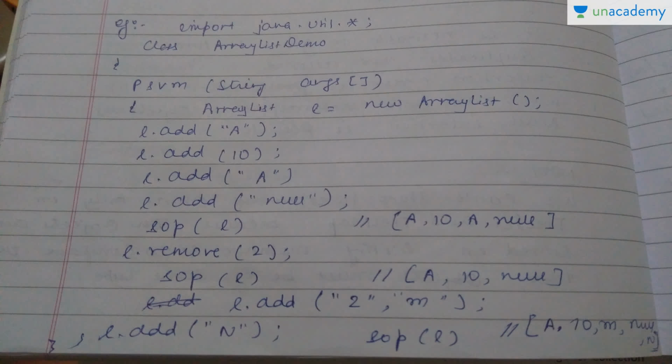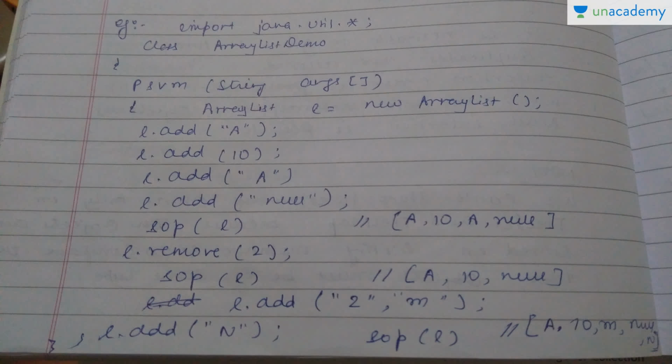Now we'll write l.add("A"). This will add A in our ArrayList. Then we'll write l.add(10), so it will add 10. Then l.add("A"); since duplicates are allowed, we are inserting A here. And the next one is l.add(null). Null is also allowed in ArrayList, so we can add null. Then we'll display l. When we do System.out.println for l, it will display A, 10, A and null.